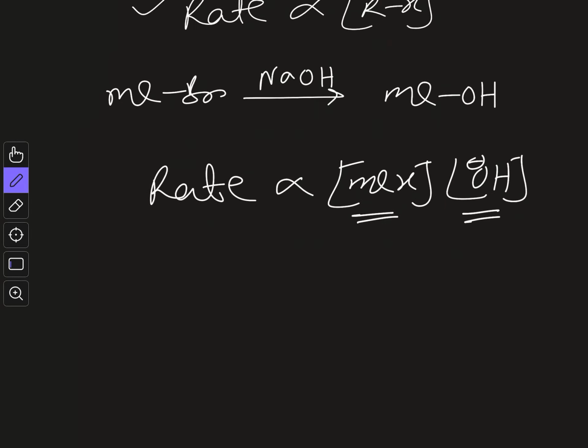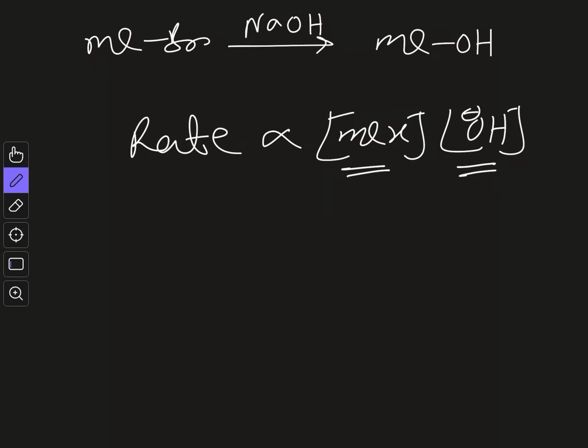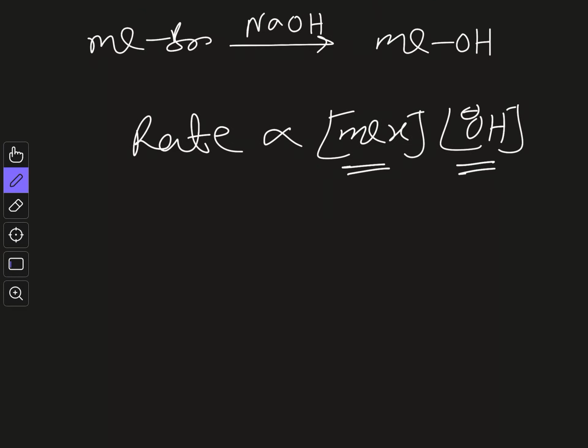That means the nucleophile has a role in this reaction, and Ingold proposed the following mechanism for this reaction. Let me draw the structure of methyl bromide in detail. So we know the stereochemistry. If you don't know about the stereochemistry of organic compounds, watch my initial videos, where I explained the stereochemistry in detail, so you must watch those videos.